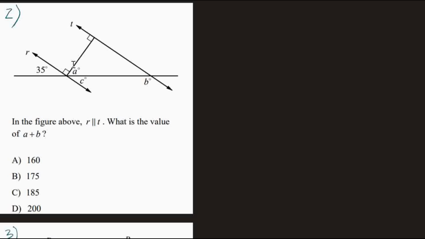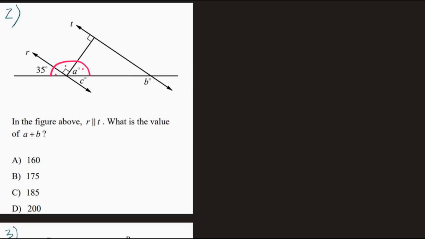In the figure above, R is parallel to T. What is the value of A plus B? Well, in here we see that R is parallel to T. So then we see that this is a straight line. So this 35 plus 90 degree plus A will be equal to 180. So we can find the value of A.